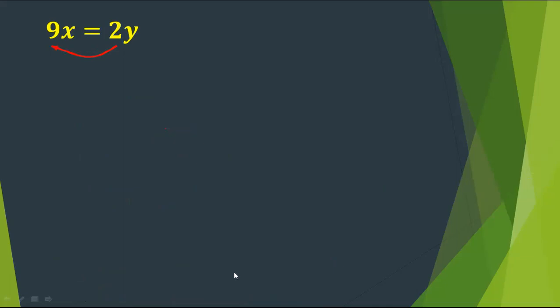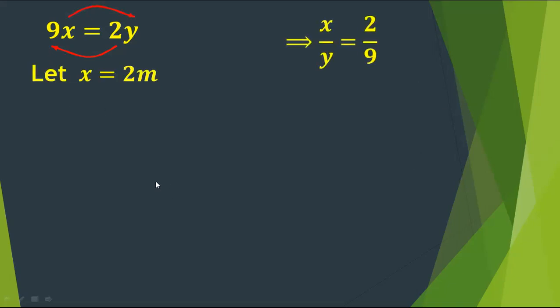How can I use it? We can say that x over y equals 2 over 9. If I start from the right-hand side, y over x, take the 9, the coefficient of x, equals 9 over 2. Then we can say x over y equals 2 over 9, or y over x equals 9 over 2, as you like.